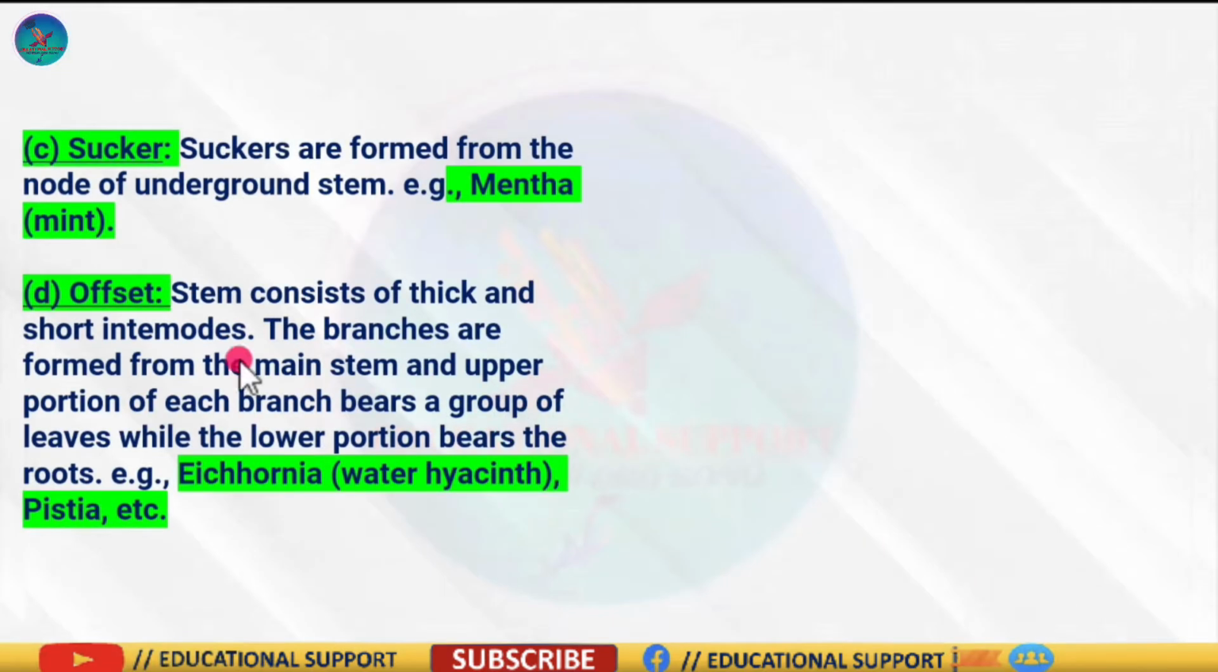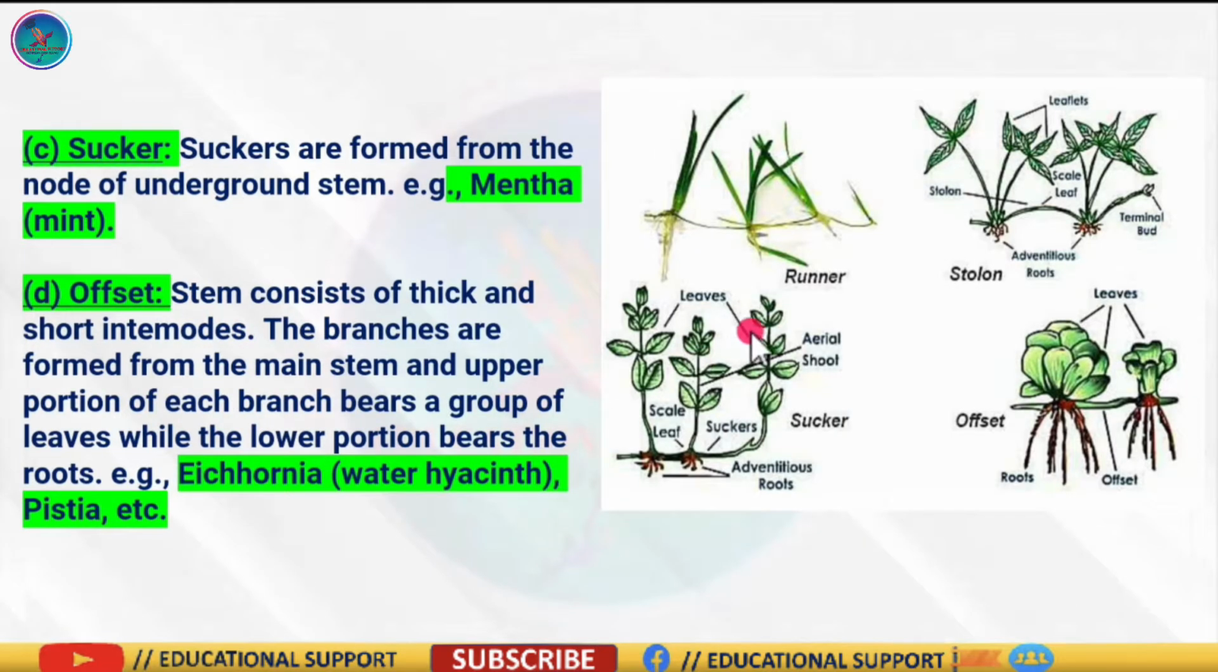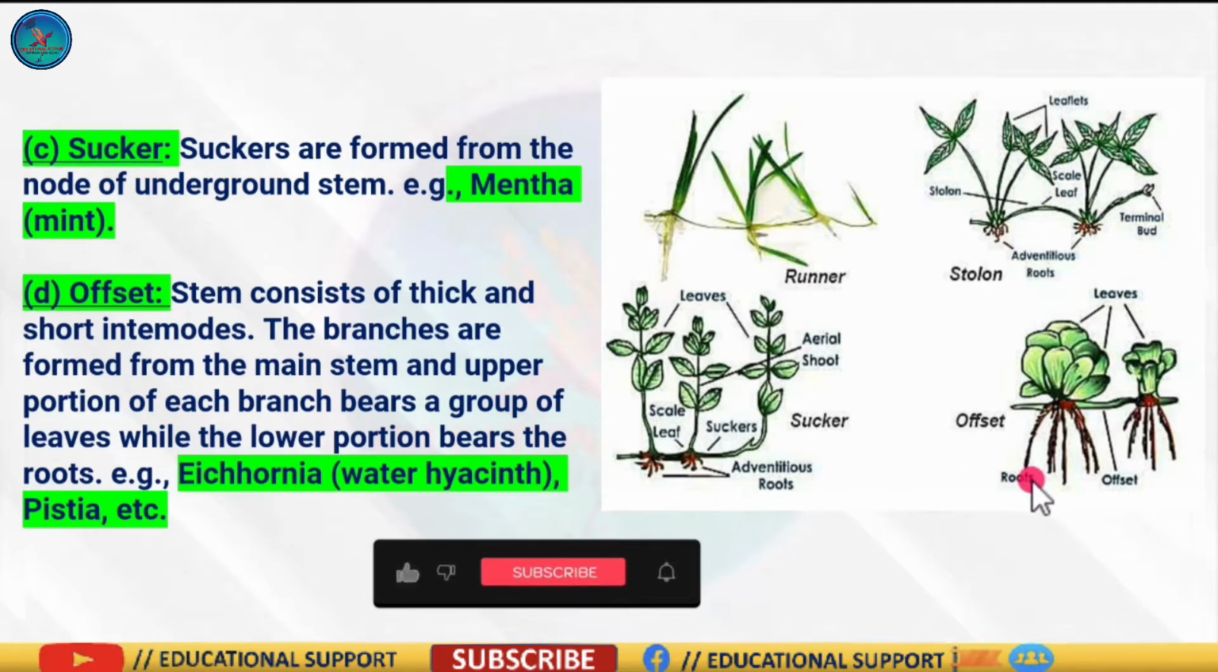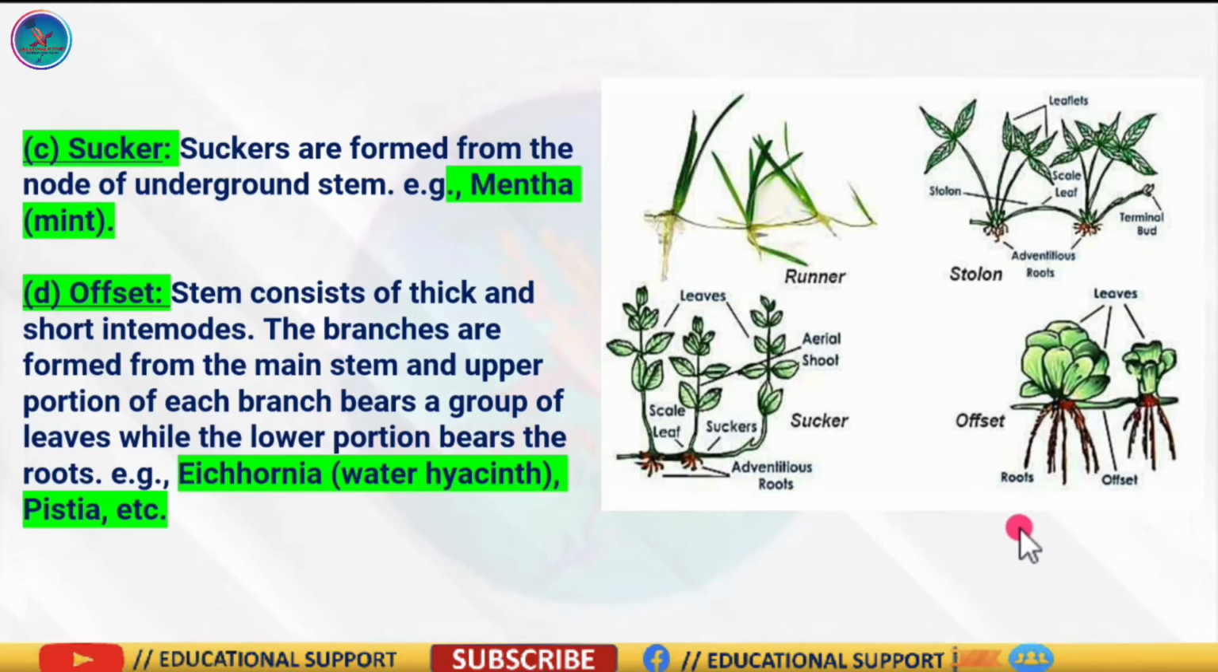Next is sucker. Suckers are formed from the node and root of the underground stem. A sucker comes up obliquely in the form of leafy shoots. For example, mint. Offset: the branches are formed from the main stem, and the upper portion of each branch bears a group of leaves while the lower portion bears the roots. For example, eichhornia, pistia, etc.